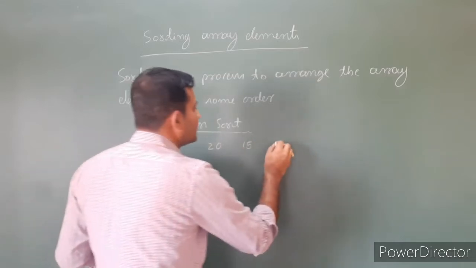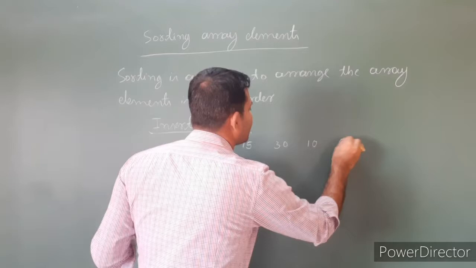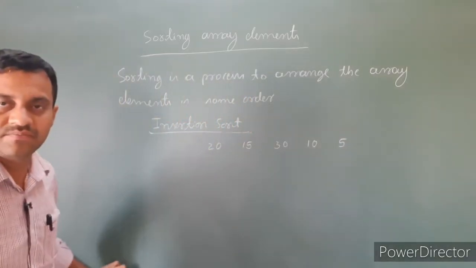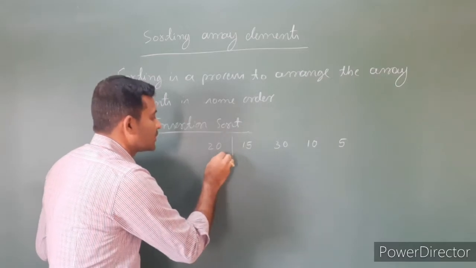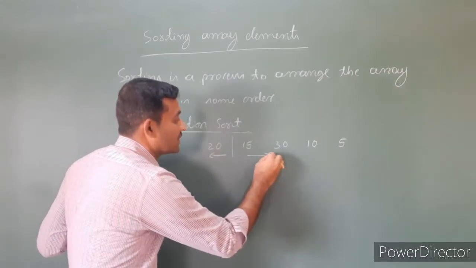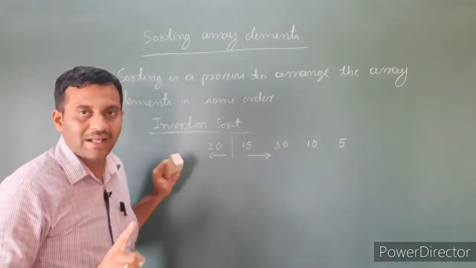(20), 15, 30, 10 and 5. So these are the elements. What we done in the insertion sort? First we make it as two portions, one is the sorted, another one is the unsorted. We thought that 20 is a sorted element.